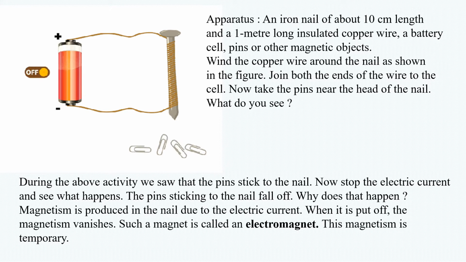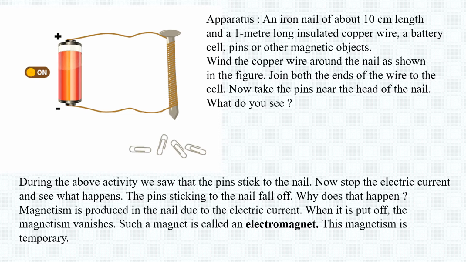During the above activity, we saw that the pins stick to the nail. Now when you stop the electric current, once you remove the copper wire, what will you see? You will see that the pins will fall off. Why does this happen? Because there was magnetism which was produced in the nail due to the electric current. When it is put off, the magnetism vanishes.